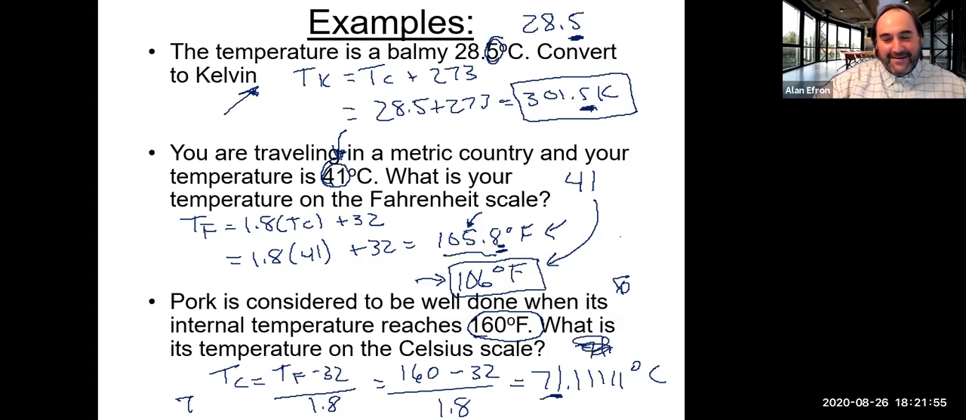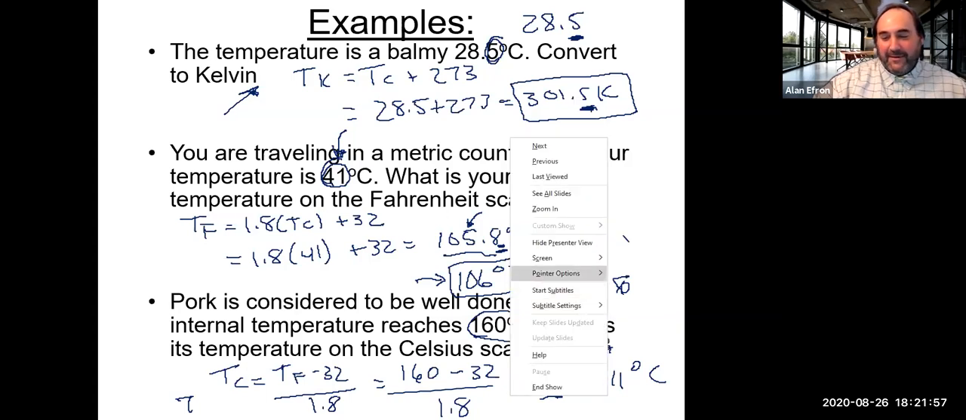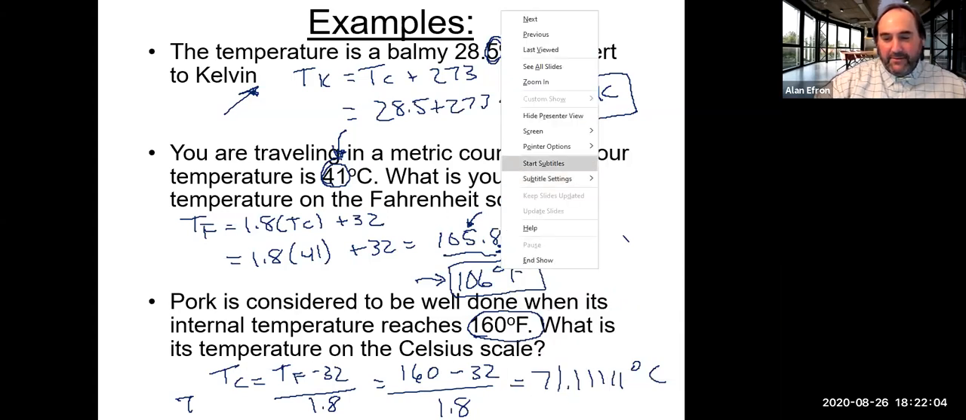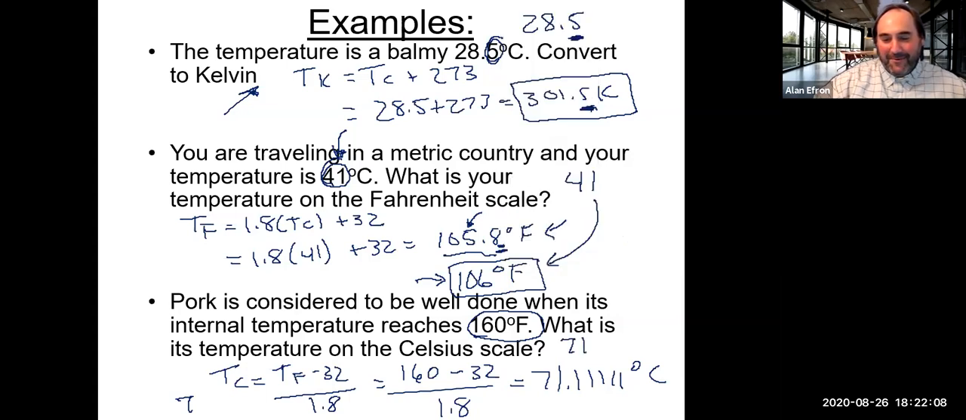Let me get an eraser. I'm drawing art all over this. Let's try this again here. Get rid of that. Get rid of that. All right, take 32, here we go. That's why they invented erasers. So let's go with 71 degrees Celsius. There we go. So it should round to 71 degrees Celsius.